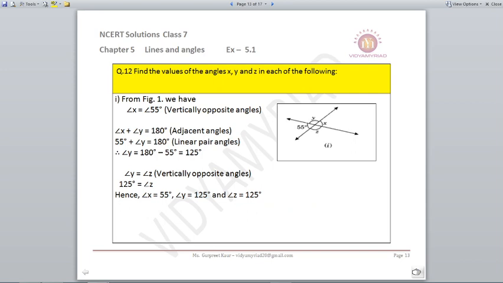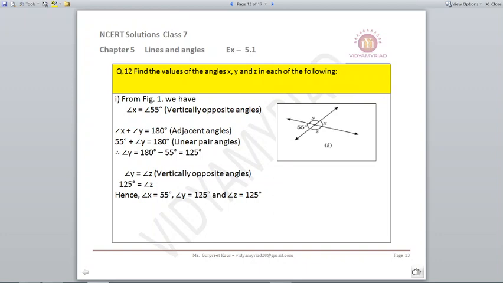Question number 12. Find the values of angles x, y and z for each of the following cases. Now in this figure, if you see, figure 1 is given to you, you are given 55 degrees. Its totally opposite angle is x. So x will also be equal to 55 degrees.